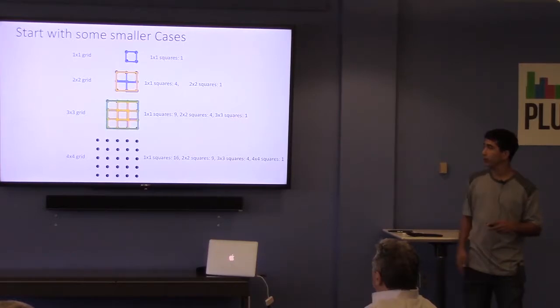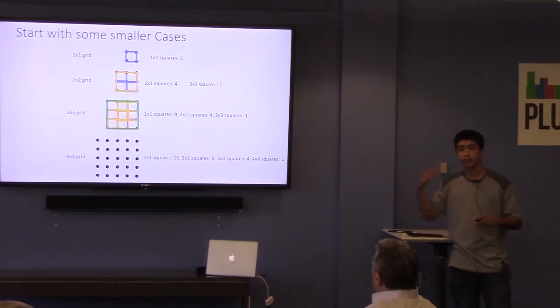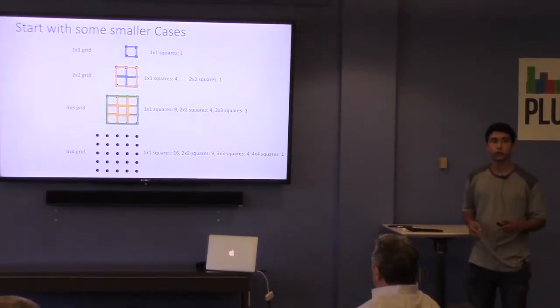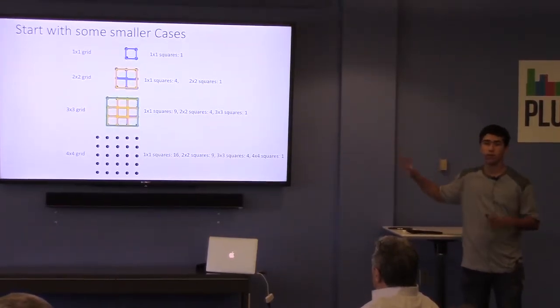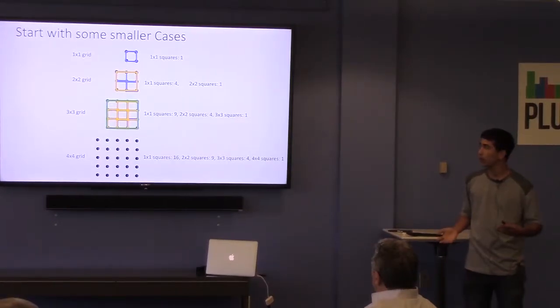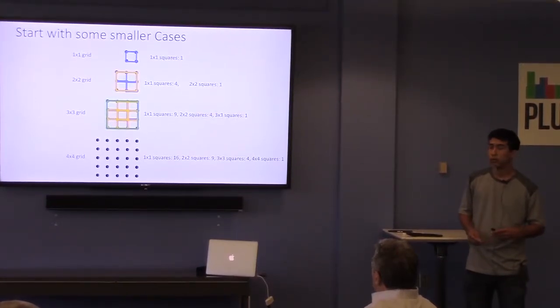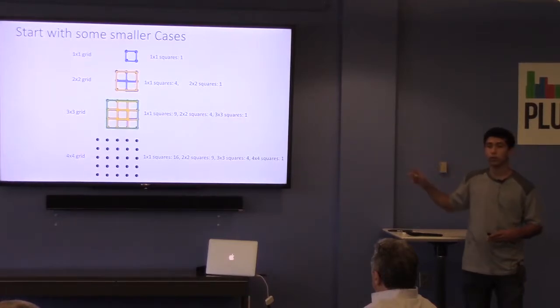And on the 4 by 4 grid, I'm not going to draw them all, but again, there are 16 of the smallest ones, 9 of the 2 by 2s, 4 of the 3 by 3s, and 1 of the 4 by 4s. So now that we have these small cases, let's start looking for some patterns. Do we see a pattern? I think there is some pattern that's very easy to see right here. Right? Because you have 1, and then you have 4, 1, and then 9, 4, 1.